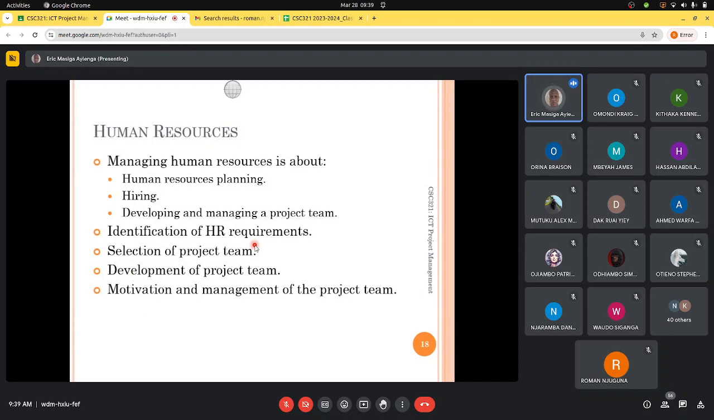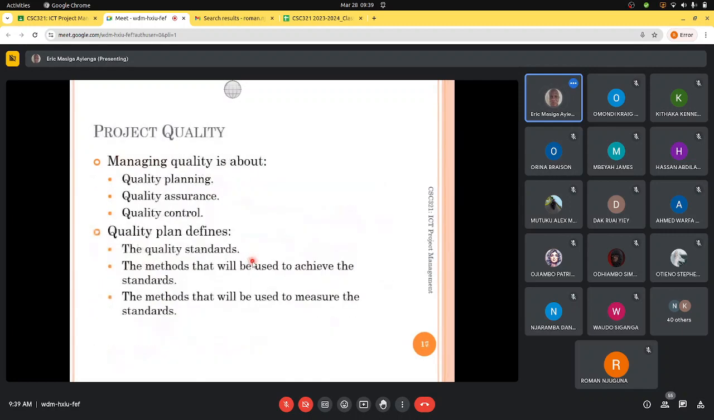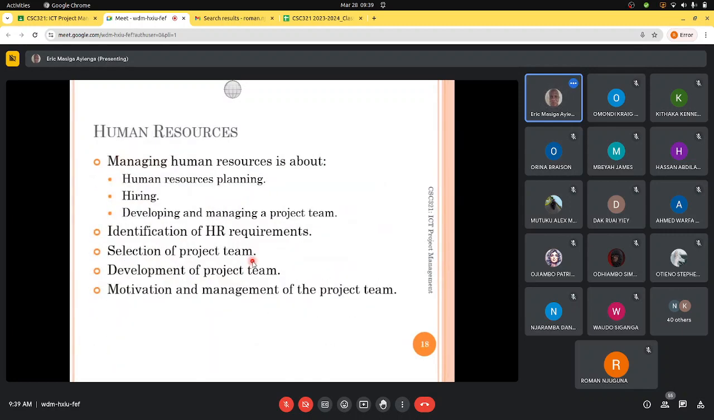Then human resources. We are now at 6. Human resources, managing human resources is about human resources planning. How many people do you need? Who is going to do what? Then hiring or contracting, and then developing and managing a project team.